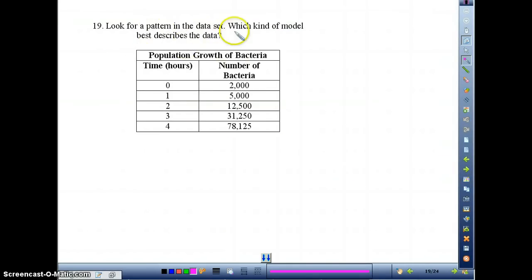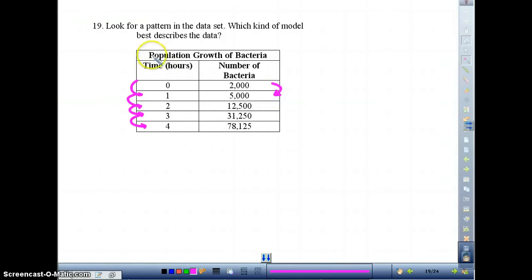Look for a pattern in the data set. Which kind of model best describes the data? All right, well, I notice all of my x values are increasing by 1. That's good. Now I need to look and see what's happening here. It goes from 2,000 to 5,000. That's an increase of 3,000. This from here to here is not an increase of 3,000. So I know it's not linear. And it looks like it keeps growing. It could be quadratic, but I'm very suspicious. I think it's probably exponential.